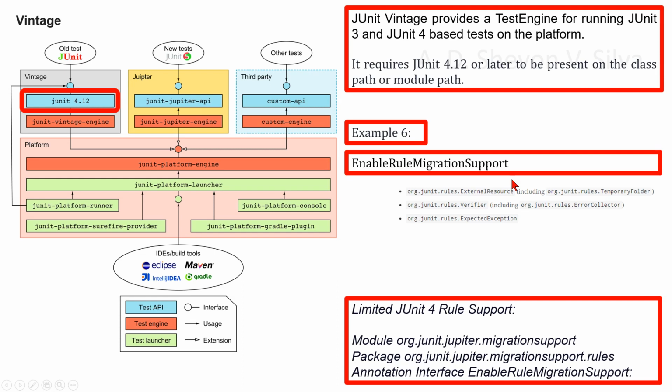This limited form of rule support can be switched on by the class-level annotation @EnableRuleMigrationSupport. The annotation interface EnableRuleMigrationSupport is in package org.junit.jupiter.migrationsupport.rules in module org.junit.jupiter.migrationsupport. This annotation is in Jupiter. As stated before, JUnit Jupiter does not and will not support JUnit 4 rules natively.